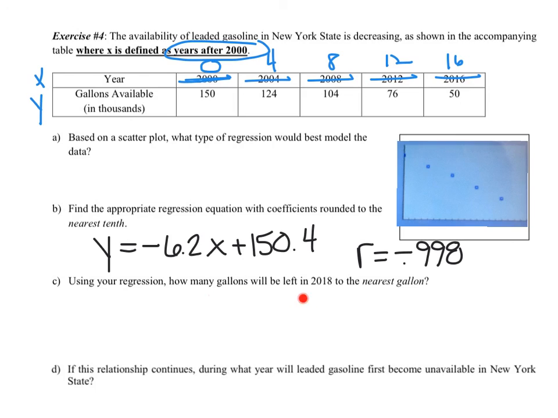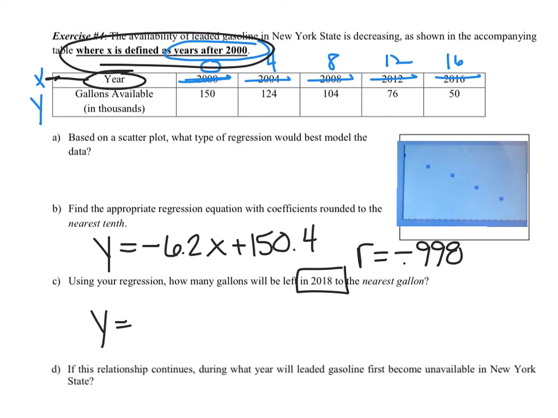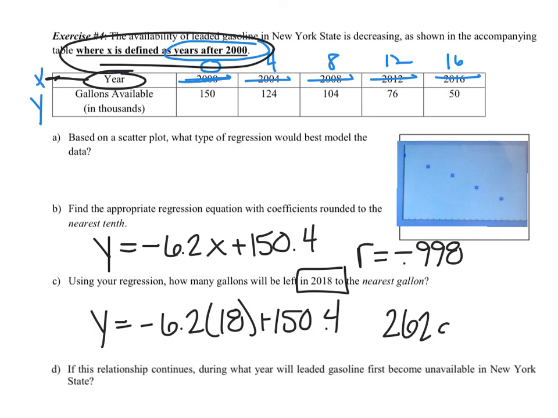Using your equation, how many gallons would be left in 2018? Well, careful, we're not going to plug in 2018 because x is years after 2000, so I'm only going to plug in 18. And of course, that's a year, so that goes into x. So y equals negative 6.2 times 18 plus 150.4. And I get 262 gallons. Obviously in thousands. Let me make a note, in thousands.